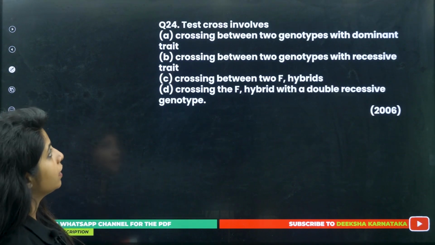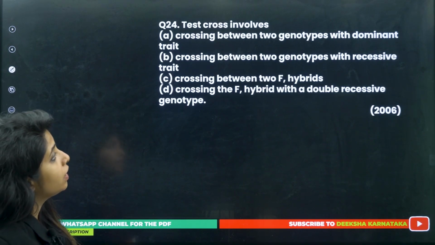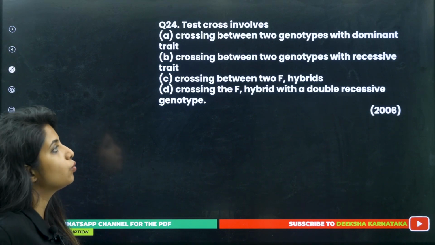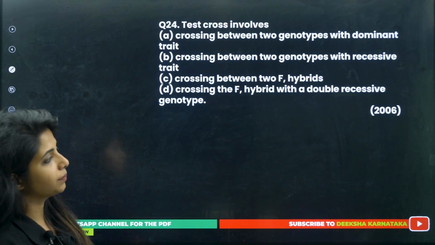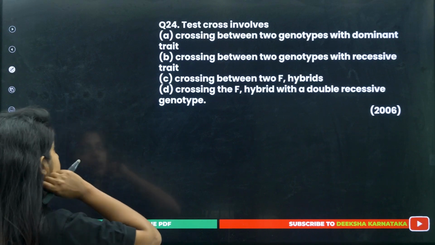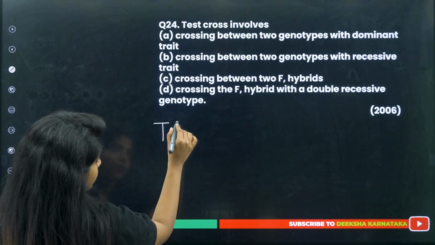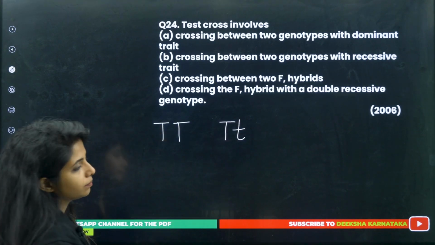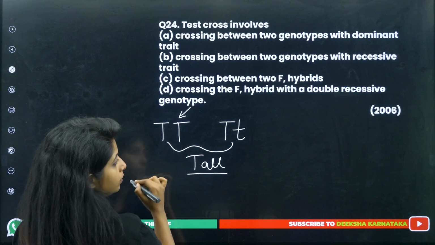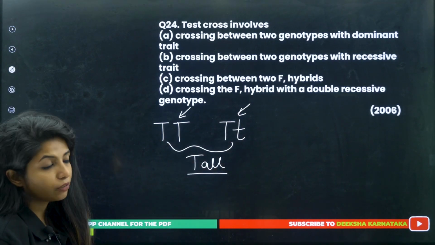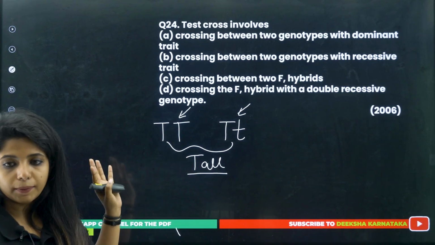Okay, going ahead. Test cross involves what? Crossing between two genotypes with dominant trait, crossing between two genotypes with recessive trait, crossing between two F1 hybrids, or crossing the F1 hybrid with a double recessive genotype? Basically, over here you have capital T capital T and capital T small t. Both of them are tall, but I want to find whether it is homozygous tall or heterozygous tall. If I cross it with another tall, all of them will again be tall, because whenever capital T is there, it gives rise to tall only.